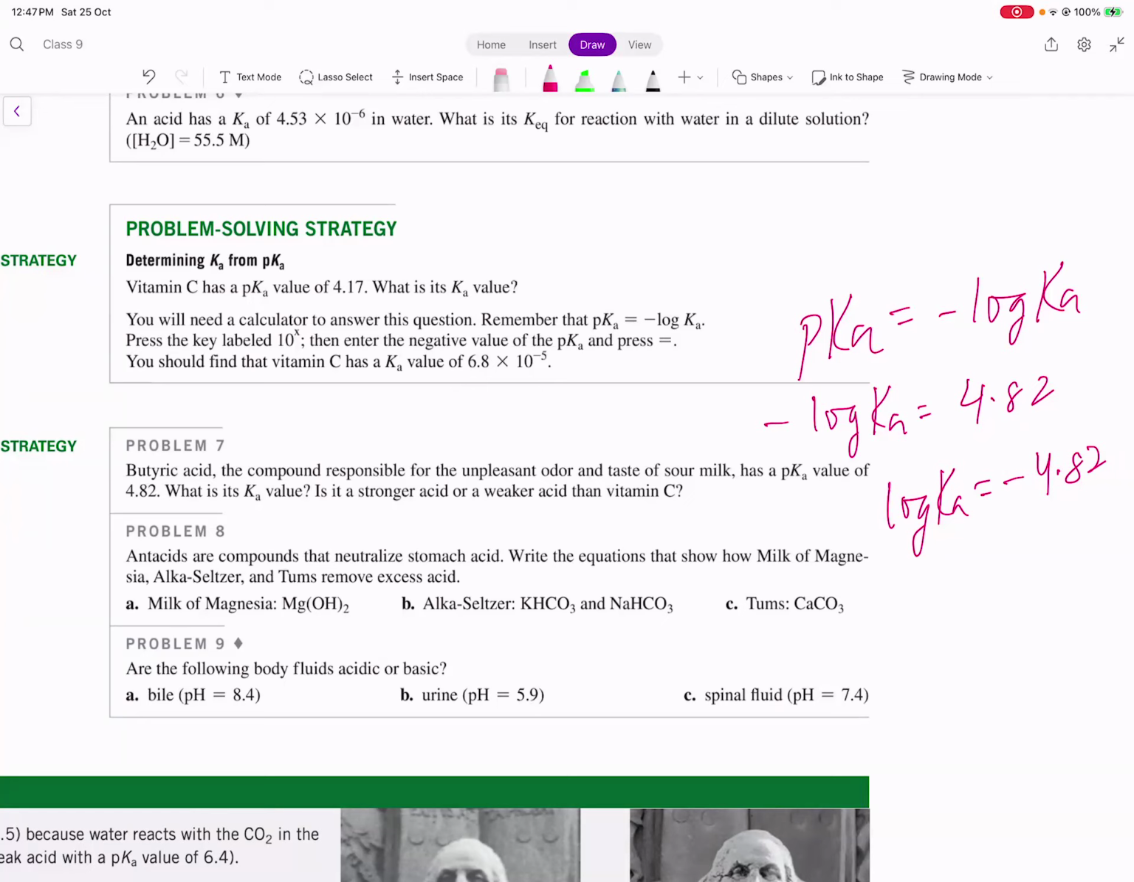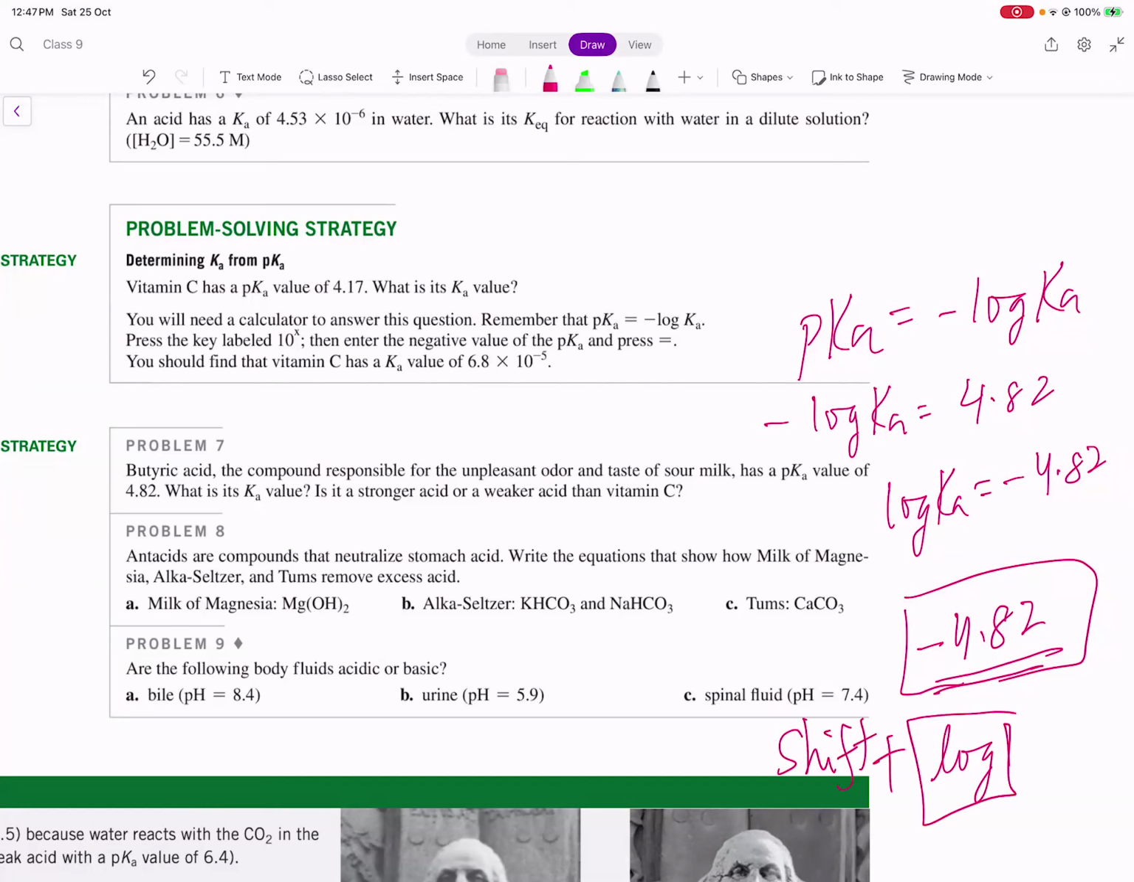You've got a calculator, everyone. Where there is log K, if you press the shift button, then instead of the log, first type minus 4.82 in your calculator. You can just type 0 minus 4.82, so it will display minus 4.82. Then you press the shift button and press the log button. First shift plus log. Do it and tell me the answer, both of you.